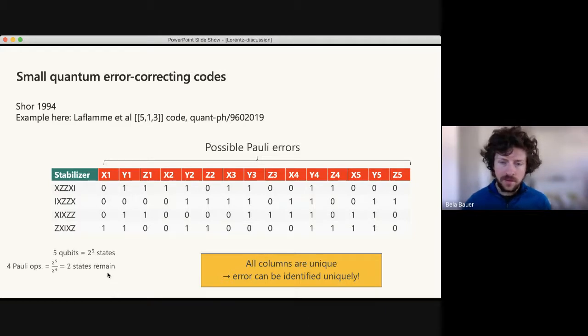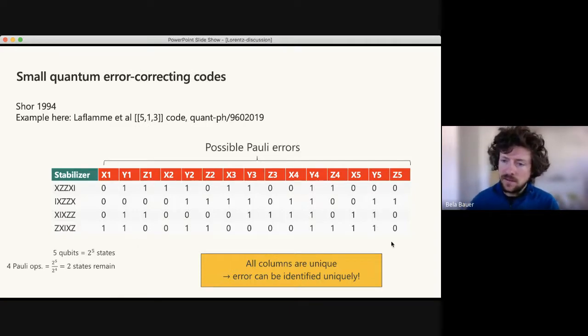So that's how you can think of the code stabilizer, sort of cutting your large dimensional physical Hilbert space down to the 2-dimensional logical Hilbert space. So that's one thing you need to do to have such a code. The other requirement is that you can identify the errors by the measurement outcomes.